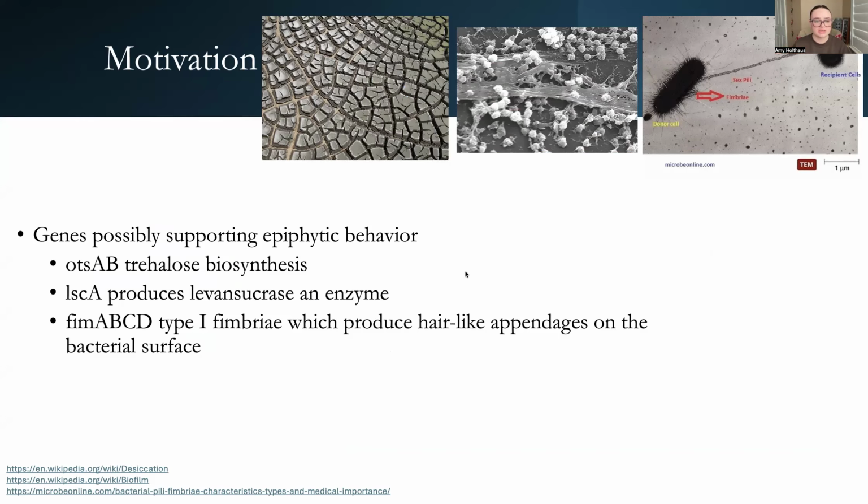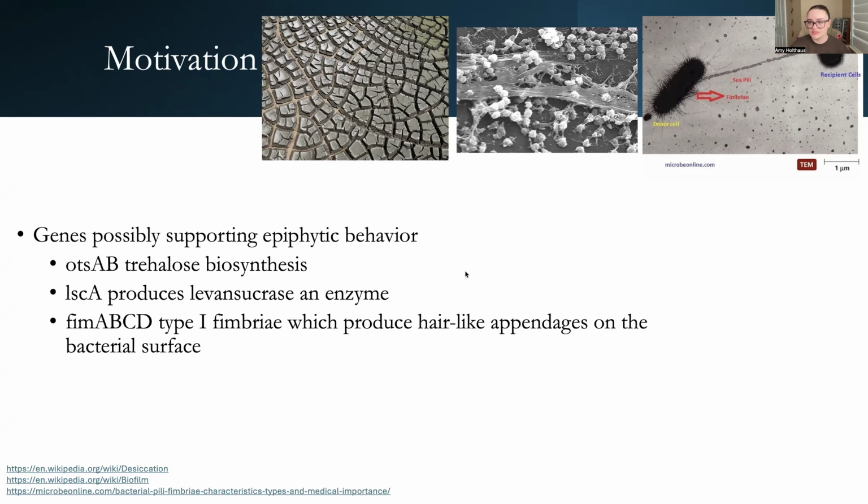Continuing with the motivation, there are a few genes that are related to some of those properties. And so these are some of them that I found the most interesting. There's a gene called OtsA and B, which is trehalose biosynthesis, where the trehalose forms a sort of glassy matrix that maintains the structural integrity and even stabilizes proteins and membranes when it is dehydrated.